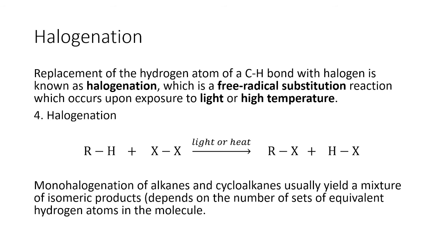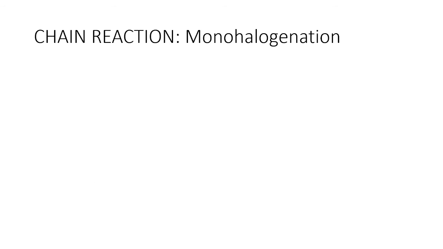So in that, monohalogenation of alkanes and cycloalkanes usually yield a mixture of isomeric products. By isomeric products, we will see in the example later. So it depends on the number of sets of equivalent hydrogen atoms in the molecule. So para muna makita natin kung ano yung mangyayari dun sa monohalogenation mismo, let's look into what we call the chain reaction involving monohalogenation. But basically, this is just a free radical substitution mechanism.